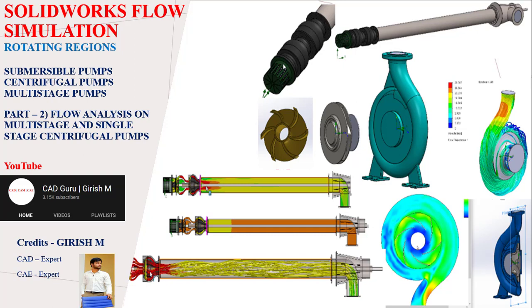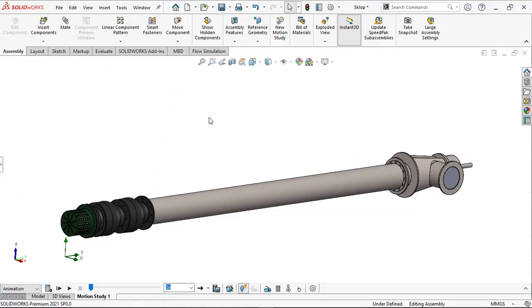In this session, we'll go ahead with part 2 of this SolidWorks Flow Simulation, wherein I'm going to cover the multi-stage and single-stage centrifugal pumps, how they work with respect to the rotating regions. So how to define the rotating regions, how to deal with the pressure drops, and how to get the velocity plots and all.